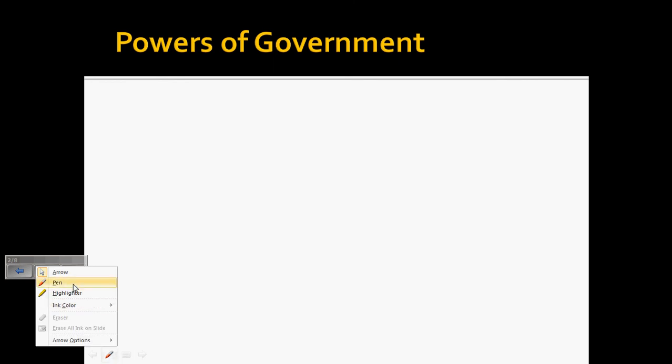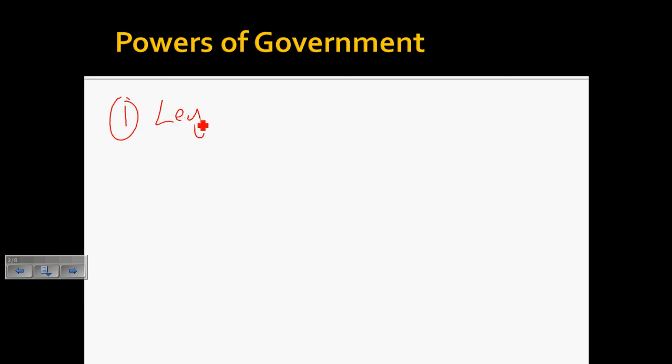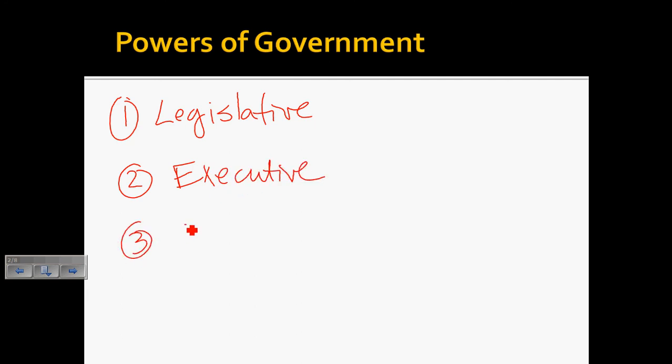In order to understand government at a basic level, you've all been taught that there are basic branches of government. This is simply a review. We have the legislative branch, we have the executive branch, and of course we have the judicial branch. This has been a basic understanding since your elementary school days, I'm sure.